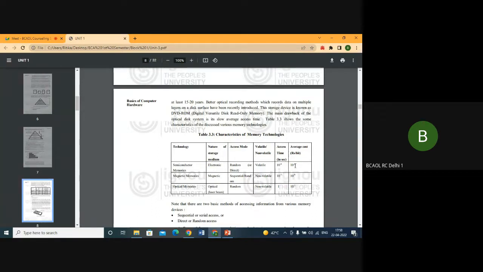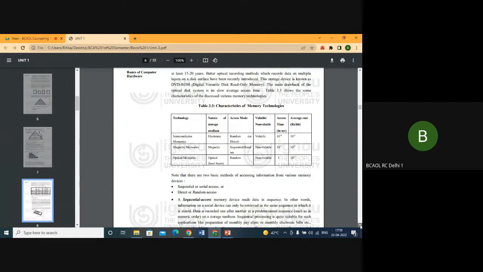Then for semiconductor memory, the average cost per bit is 10 to the power minus 2, this is 10 to the power minus 6, this is 10 to the power minus 7. That means the costliest is this one, then second is this one, and third is this one, according to cost per bit.